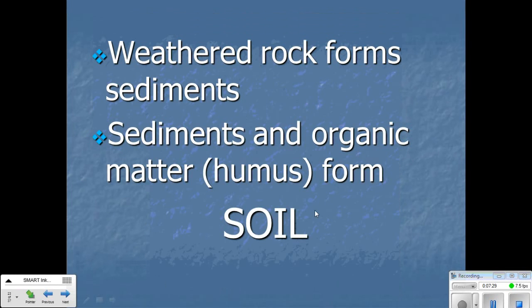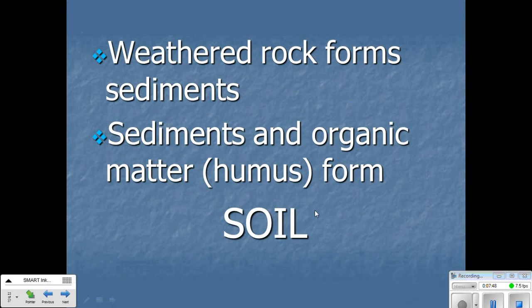Weathered rock forms sediments. Sediments and organic matter, which is humus. It's not hummus, like the stuff you eat. Humus is organic matter, which is like dead leaves and that sort of stuff breaking down. So, sediments and organic matter, which can also be known as humus, form soil.